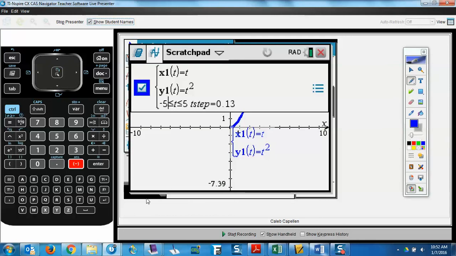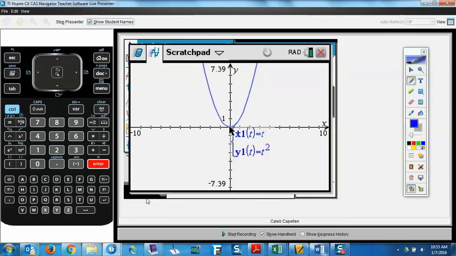Okay. Do you notice, look at the graph he already has here. It just starts there. Okay, go ahead and now hit enter. See what we get. Oh, interesting. Looks like a parabola.